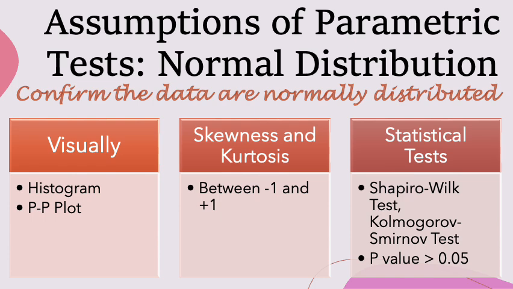This is the first time we have discussed PP plots. A PP plot is a cumulative probability distribution of a variable against the cumulative probability of normal distribution. And you may be thinking, what does that mean?